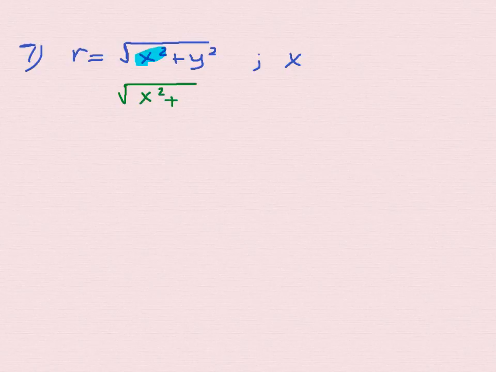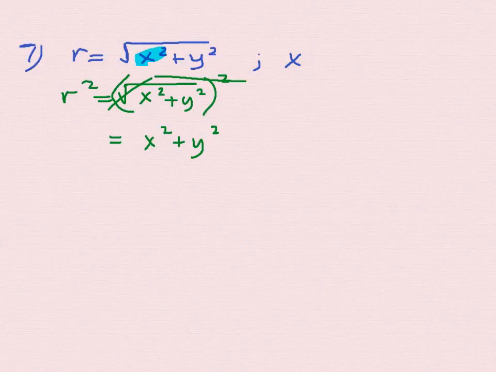So if I rewrite the question, and I want to make that square root sign cancel, you've got to square the entire term, because the square root and the square will cancel, leaving you with just x squared plus y squared. But you must also square the other side. You're left with r squared equals x squared plus y squared.